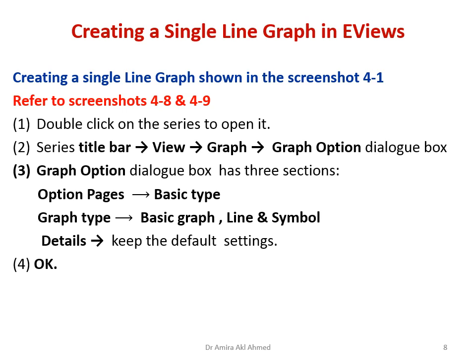Under the first section, pick Basic Type Page. Under the second section, select Basic Graph from the general category and select Line and Symbol from the specific category. For the third section, keep the settings as specified by default options. Finally, hit the OK button. Once you do so, the graph shown in the screenshot 4.1 appears.